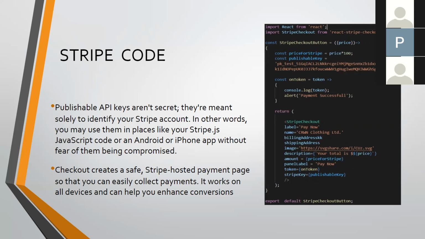And publishable API keys aren't secret. They are meant solely to identify your Stripe account. In other words, you may use them in places like your Stripe.js, JavaScript code, or Android or iPhone app without the fear of them being compromised. That is it from my side. I will hand it over to Rishabh now.